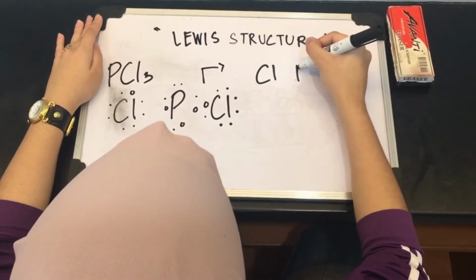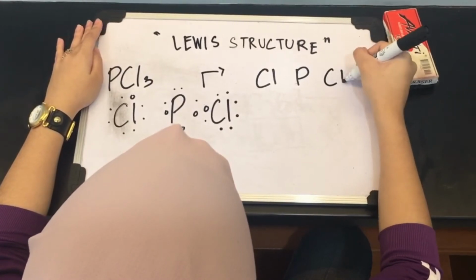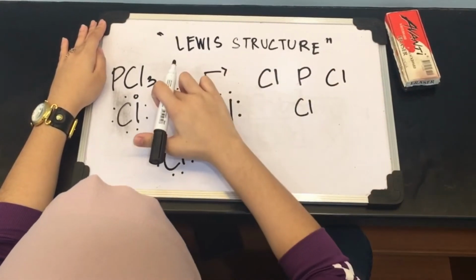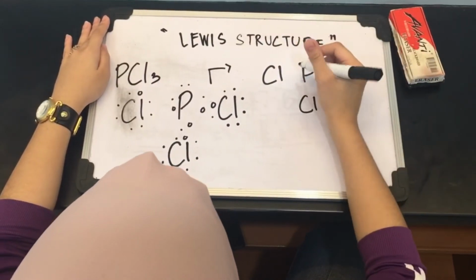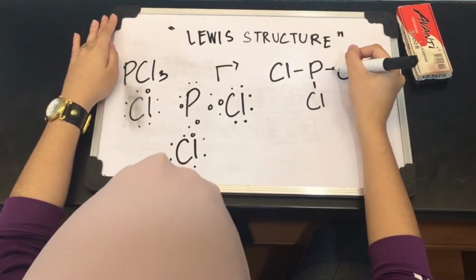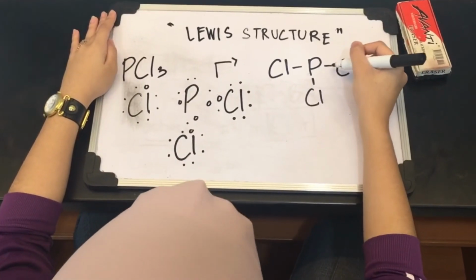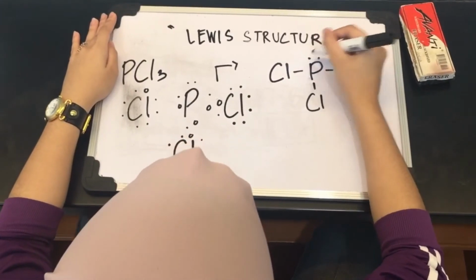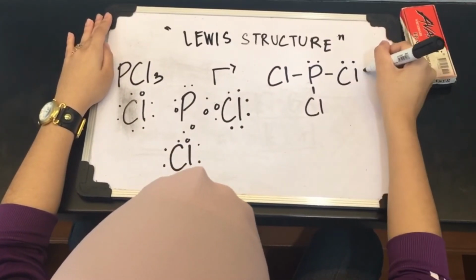For this example, phosphorus trichloride. Phosphorus contains 5 valence electrons, and chlorine contains 7 valence electrons. To complete each atom by forming the octet, connect these atoms with the use of lines indicating the bond connecting each atom, hence forming the octet.